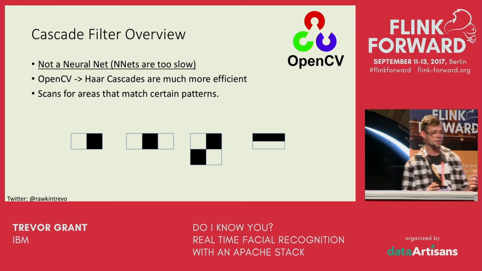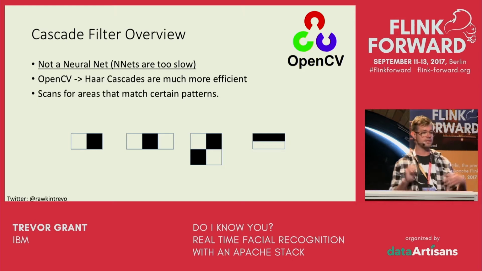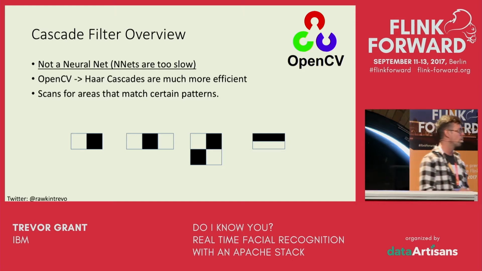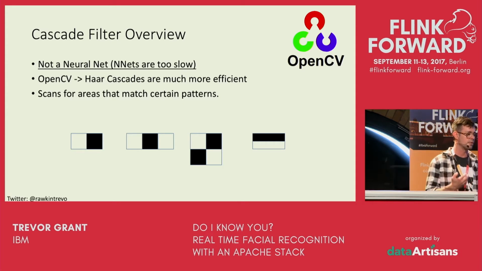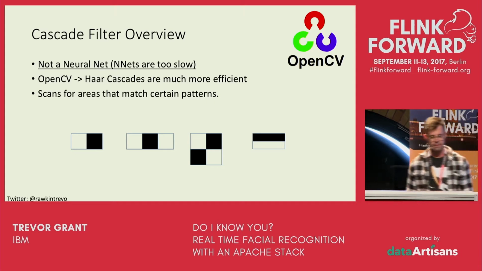We're not using neural nets. Everyone loves neural nets and deep learning, and everyone thinks that's so cool. But the problem with neural nets is that it's not effective when you're trying to do real-time video recognition, even for just scoring and picking out faces. It takes a lot of hardware. And when you start talking about cheap little edge devices, they just don't have it.